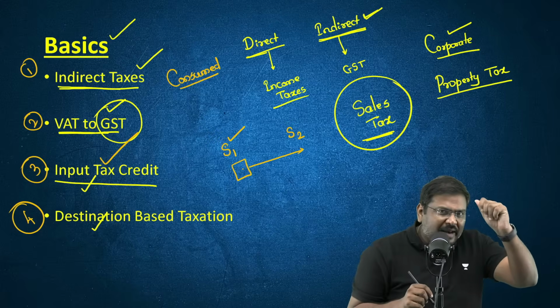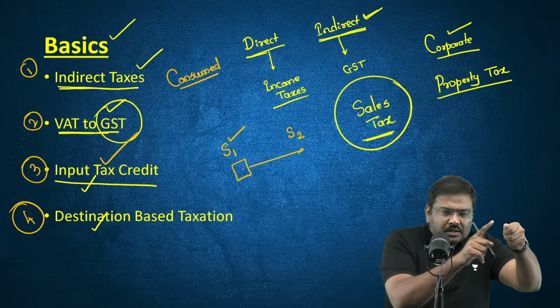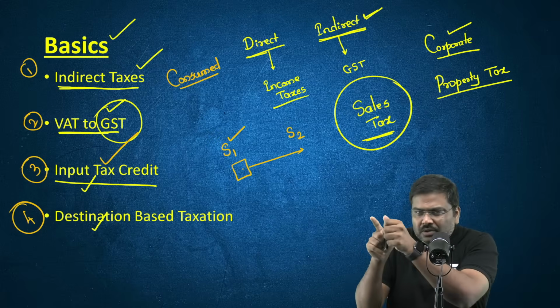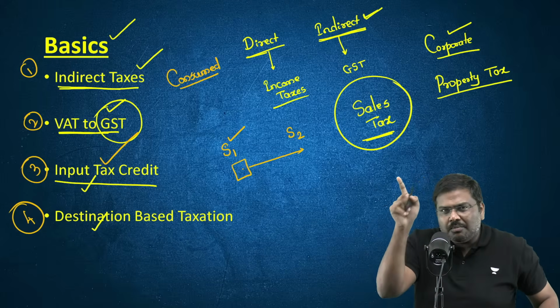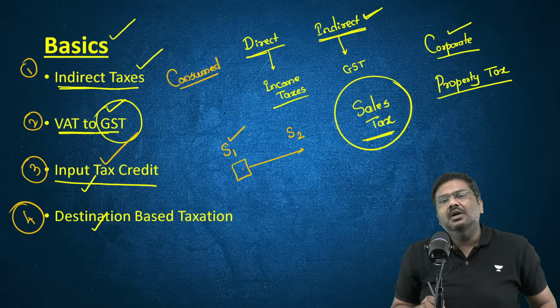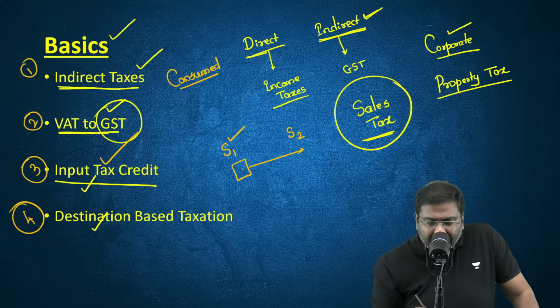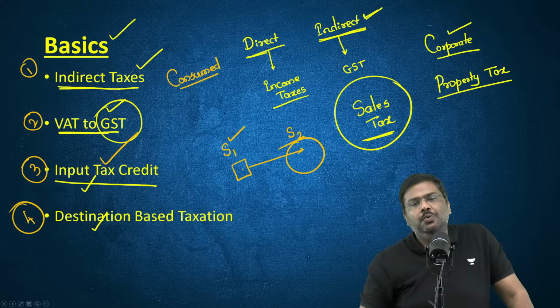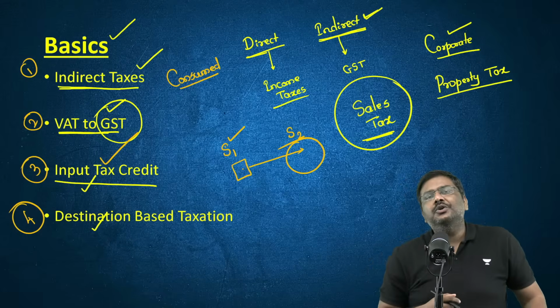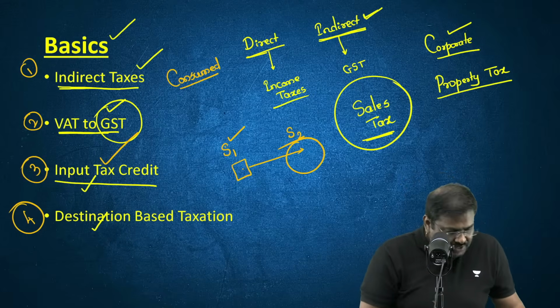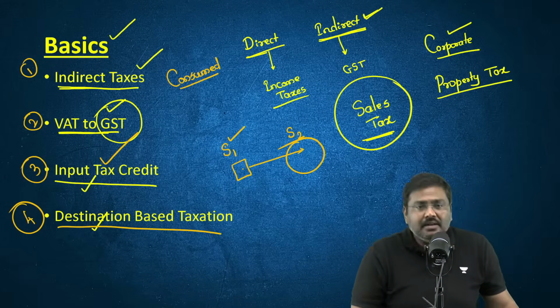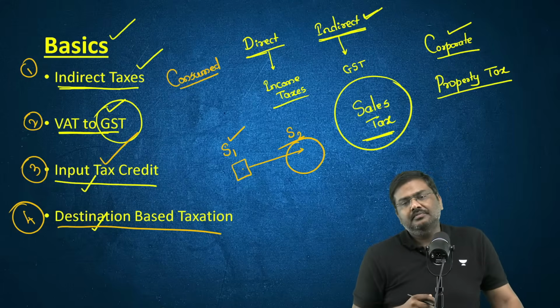The mobile phone is manufactured in state 1. The good is moved across the border into state 2. The consumption of the mobile phone happens in state 2. The GST component goes to which state? It will go to state 2. That is the reason this is called destination based taxation.